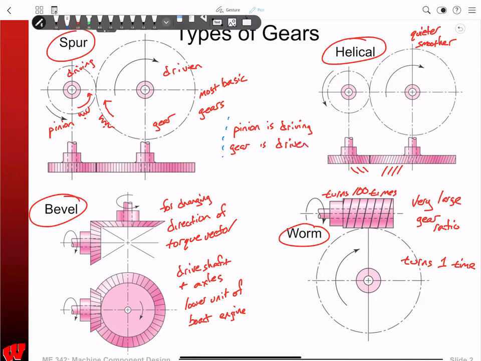Now, that's not always true, okay? So I'm going to put a dotted box around that. Sometimes people refer to the smaller one. Unfortunately, the terminology is a little vague, so you really need to think and listen. If someone's describing something to you and they're referencing a pinion and gear, you ask: is the pinion the smaller one or is the pinion the driving one? Sometimes it's both. Ask. Okay.